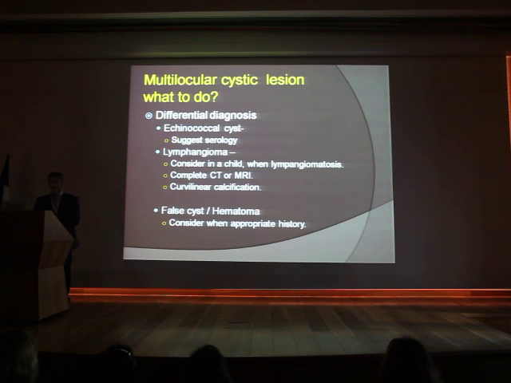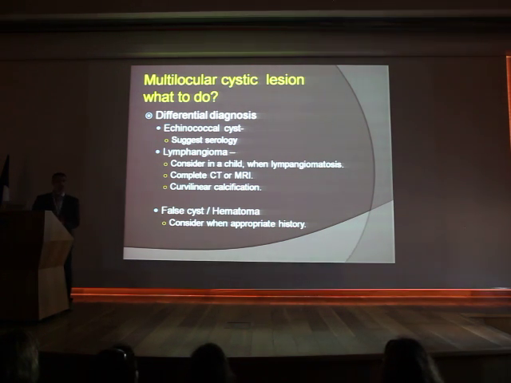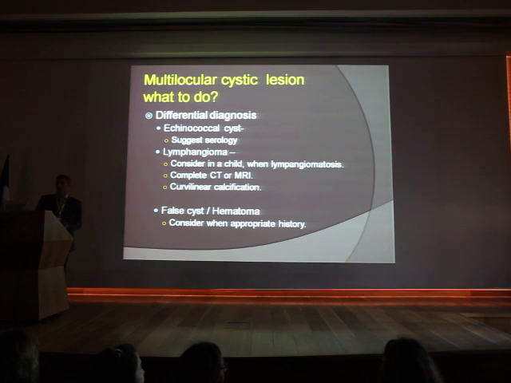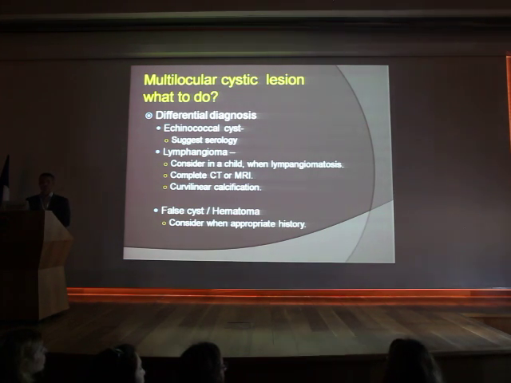So what should we do with multilocular cystic lesion? We should suggest serology. I mentioned the echinococcal cyst. We should consider lymphangioma when we are speaking about a child and look if he's got lymphangiomatosis. We should complete the imaging with a CT scan or an MRI. We should look for the curvilinear calcification that could be very helpful because they are very classic for lymphangioma. And we should consider a hematoma or a false cyst if the patient has the right history. The patient should have a trauma or an infarct or anything that would suggest this lesion.